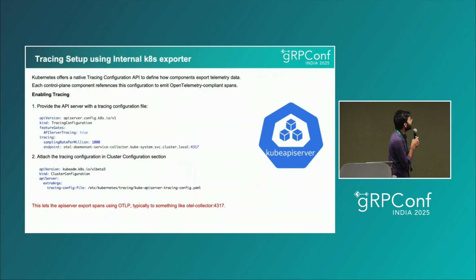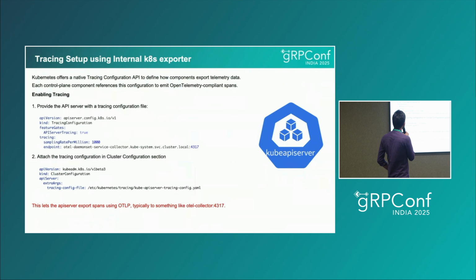Now, coming to how we have set up the tracing using the internal Kubernetes exporter. Kubernetes offers a native tracing configuration API. With the help of this, it can enable traces for different components of Kubernetes. There are various approaches to configure this. We are using the custom resource definition approach. Kubernetes provides a feature flag, a feature gate, which allows the different Kubernetes components to enable tracing. For example, for API server tracing, you need to pass APIServerTracing=true over the feature gate, and it will enable the tracing for the component.